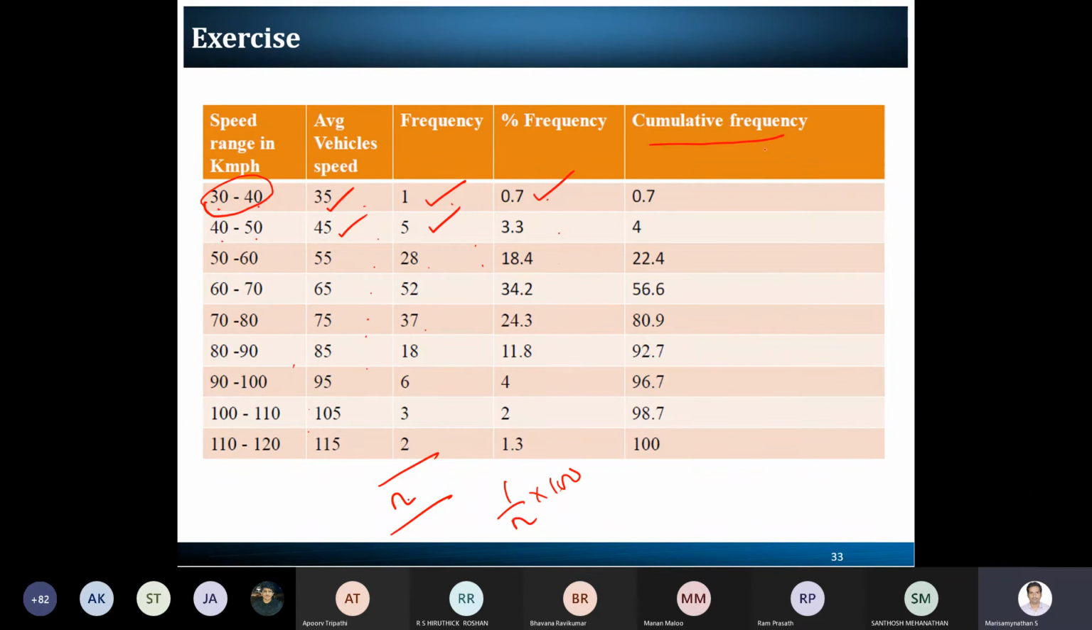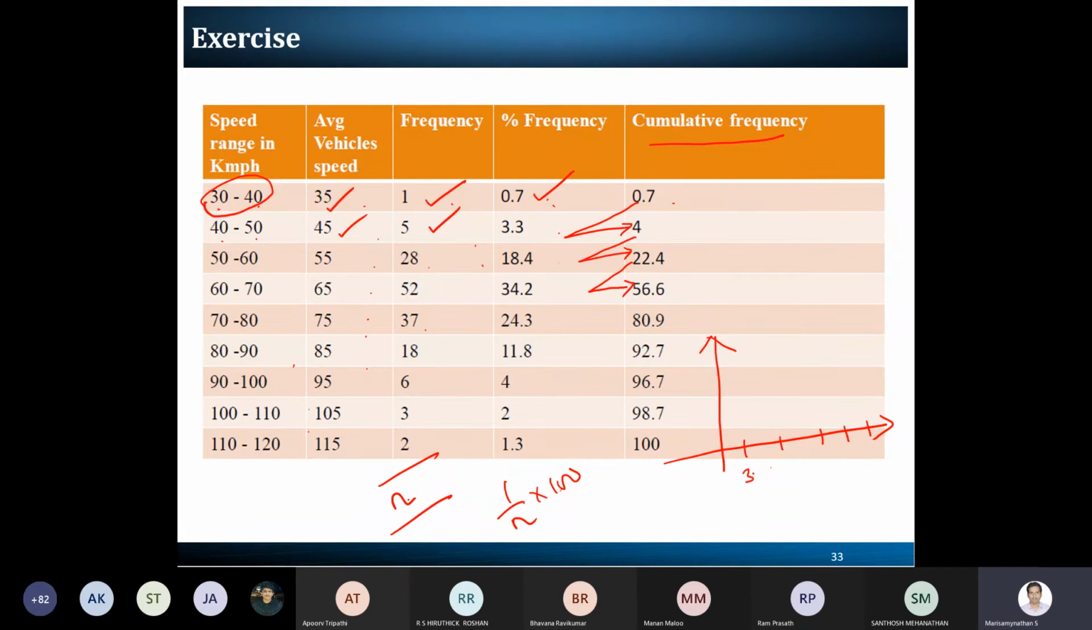Then the next column will be the cumulative frequency. So here 0.7 will be there. When we add 0.7 and 3.3, you will get 4. When you add 4 and 18.4, you will get 22.4. So when adding 22.4 and 34.2, you get 56.6. This is the way you can estimate the cumulative frequency. And finally, when you plot the graph between the cumulative frequency and the speed, the speed range will be the x-axis.